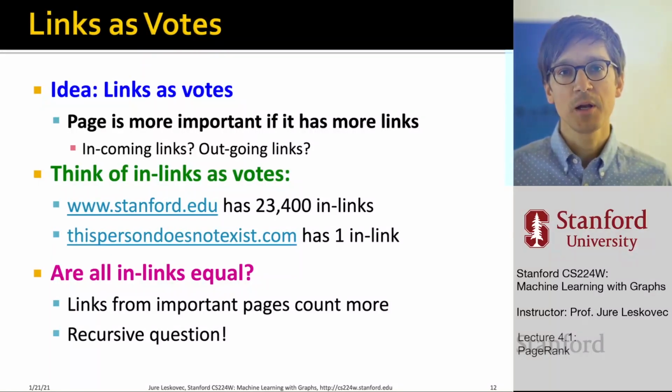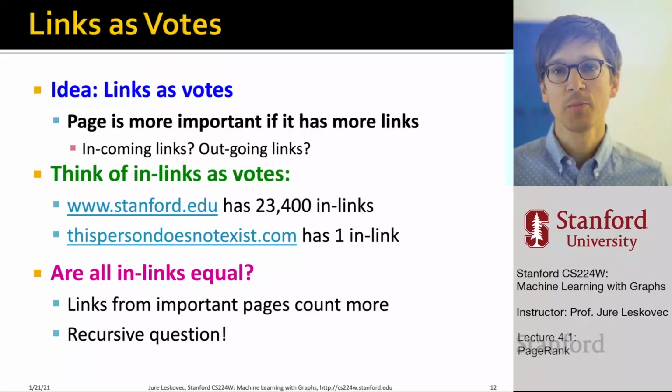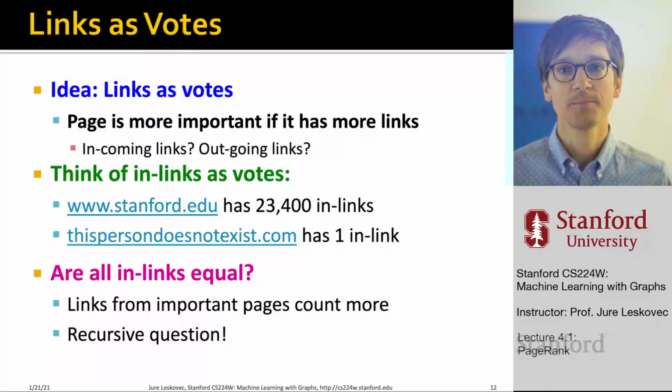So you would say, perhaps let's use in-links as votes. So you could say, I don't know, Stanford.edu has 23,000 in-links, and this person does not exist.com has 1 in-link. So perhaps Stanford.edu is more important. And then in the next iteration of this type of thinking, you can say, but all in-links are not equal. An in-link from an important page should count more.